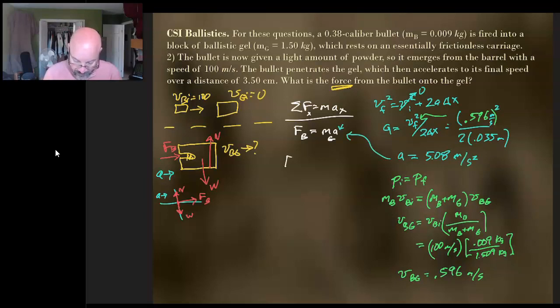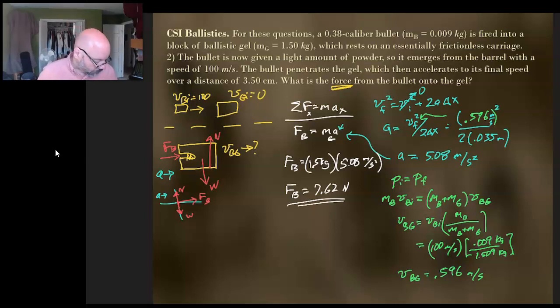So I can finally get the force. The force is going to be the mass of the bullet, which is not the bullet, the gel. The mass of the gel, which is 1.5 kilograms, and our acceleration is 5.08 meters per second squared, like so. And when we do that, we get this whopping force of 7.62 newtons.